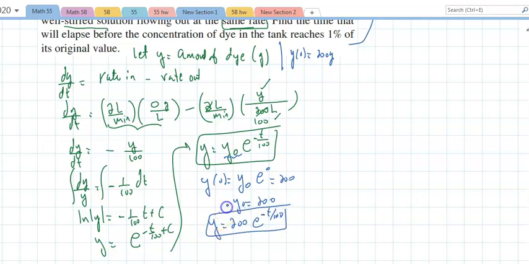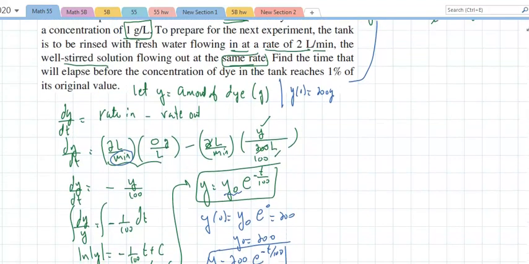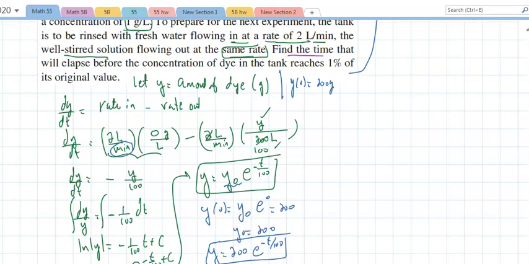Now, give me any time you want, and the time has to be in minutes, I'll plug it in and tell you how much of the dye is present in grams. That's what y is measured in. Tell me how much amount you want in y, and I'll tell you how long it takes. If I read the problem and figure out what they want, most of the time, they want us to find t. Find the time that will elapse before the concentration of dye in the tank reaches 1%.